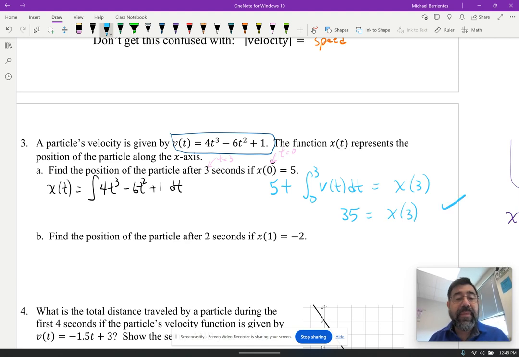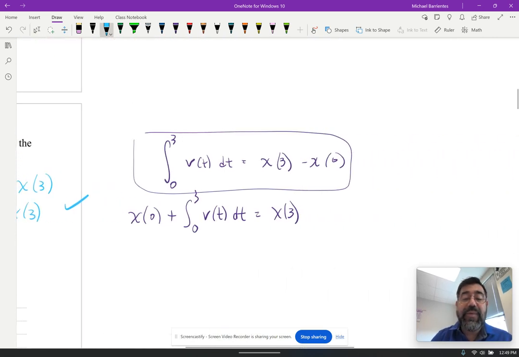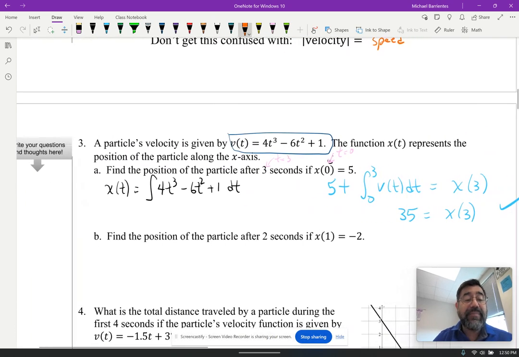And I'm done. Could I have taken the antiderivative here and produced a plus c, and then used this to figure out the c value, and then plugged in 3 to get the position? Yes. But because the fundamental theorem allows me to think of it this way, and because I'm given, if you think of this as 1 part, 2 parts, 3 parts, if you know the values or can find the values of 2 out of the 3 parts, well, then you can calculate the third one pretty easily. And that's how we did part A.